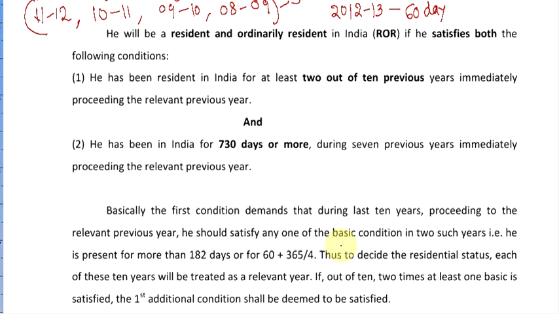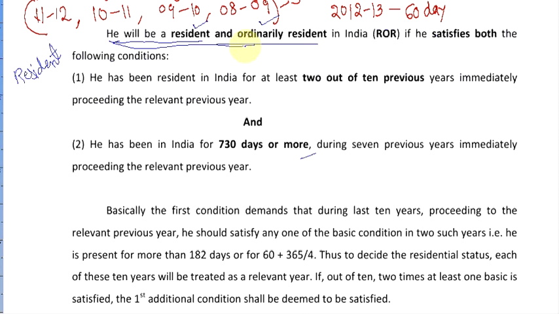Well, the second is, he becomes a resident now. If he satisfies any one condition, he becomes a resident in India. The next one is, he will be resident and ordinarily resident in India. Ordinary resident is another point. He will be a resident and ordinarily resident both. Already he has become a resident. Now we are checking whether he is ordinarily resident or not ordinarily resident.